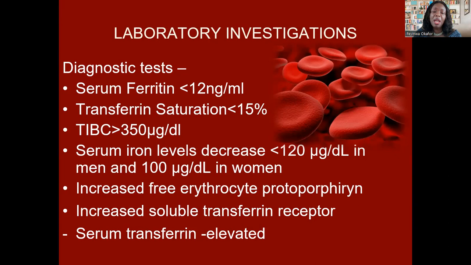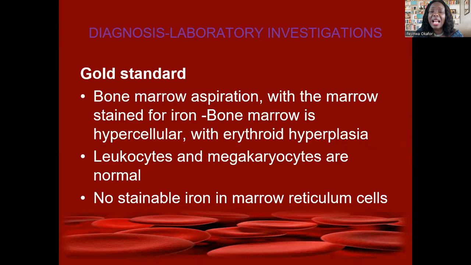Then there is increased free erythrocyte protoporphyrin. When you do estimation of protoporphyrin, it is increased. And then soluble transferrin receptor is increased. And then serum transferrin is elevated in iron deficiency anemia. Then, the gold standard for laboratory diagnosis of iron deficiency anemia.